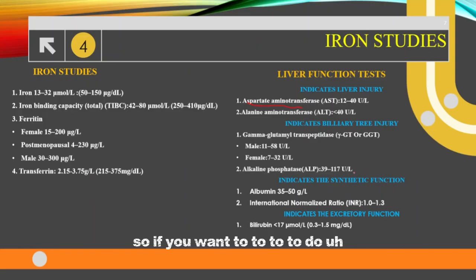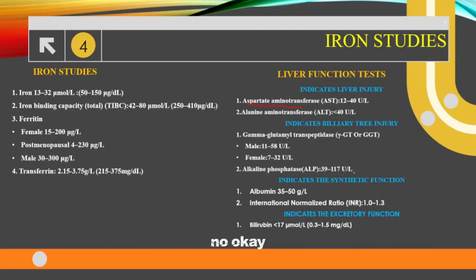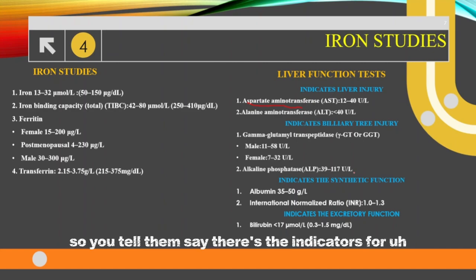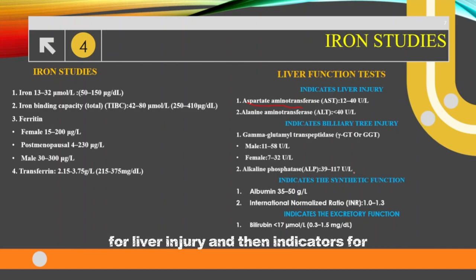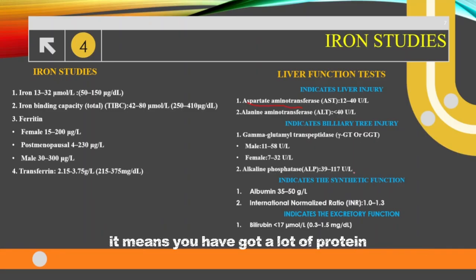So if you say liver function test, it's not just about enzymes. You have to be very specific. You tell them there are indicators for liver injury, and then indicators for synthetic and excretory function of the liver. For synthetic, you've got albumin, which is 35 to 50. If it's more than that, it's okay. It means you've got a lot of protein.